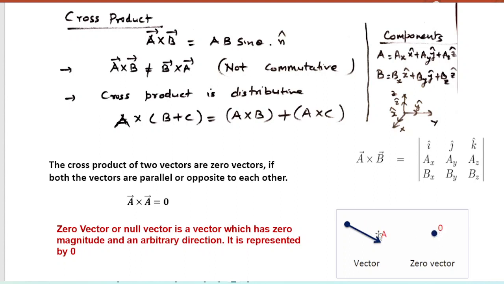Here we can see that vector A is like this, but the zero vector is only a dot, and it can have any direction, an arbitrary direction, but it has zero magnitude. So it is the zero vector.